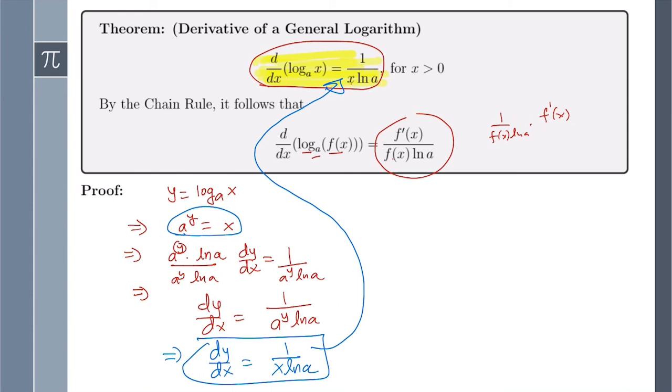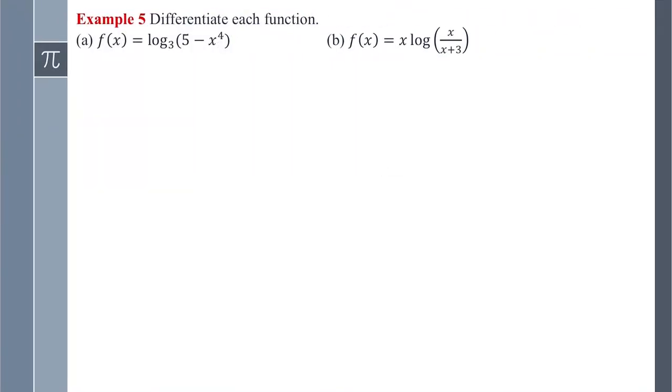Now let's go ahead and use this. The first function that we have is log base 3 of 5 minus x to the 4th. Now the derivative of log base a of x is 1 over x natural log of a. And then if we have any other function here, we have to do the chain rule. So that's what we are going to do here.